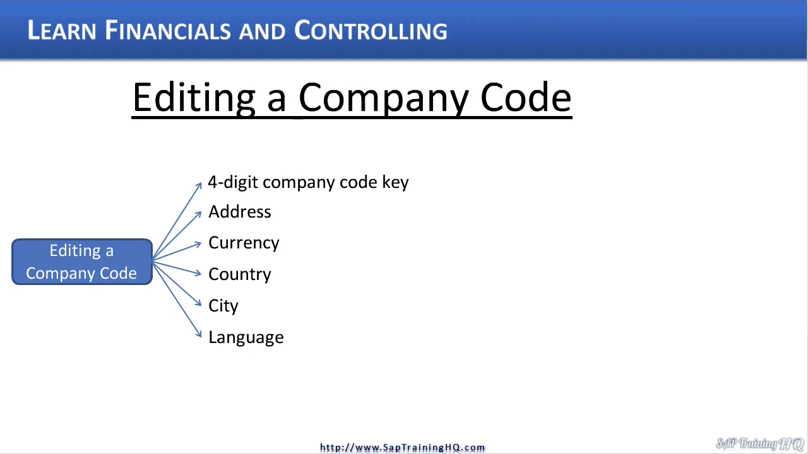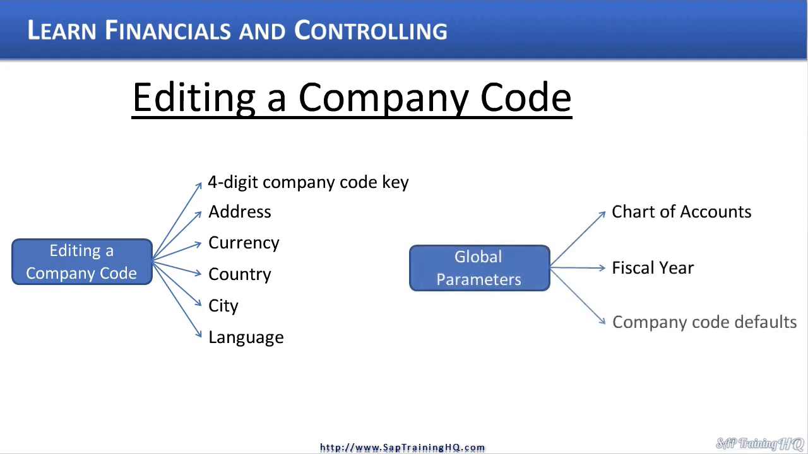The city key specifying the city and the language key specifying the language of the home country also need to be specified. This ensures that the system can create text automatically in the correct language, for example, during issuing of checks. Apart from these, the global parameters that need to be taken into account while editing a company code are chart of accounts, the fiscal year, and company code defaults.